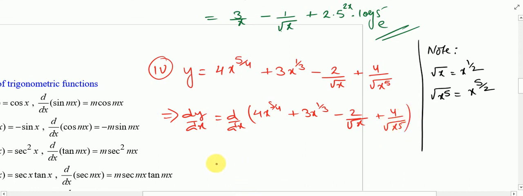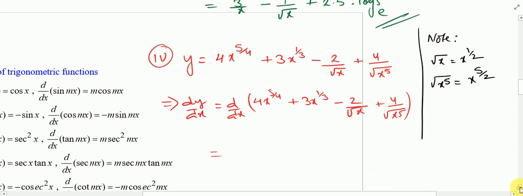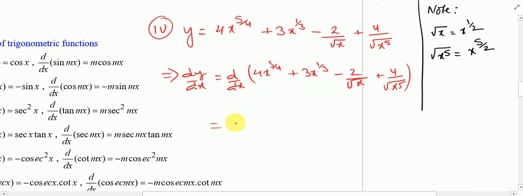Done. Now you can write them separately. So the first term, that will get 4 times d here, x to the power this, then plus 3 x to the power this. Now here you can see that 2 upon root x. So 2 is constant, it will come out and you are left with this.